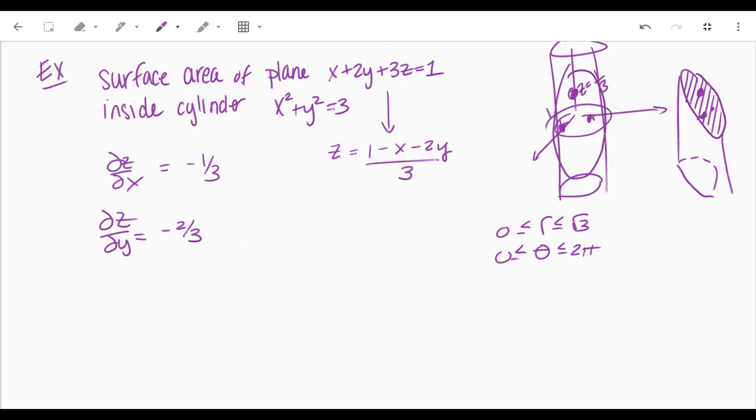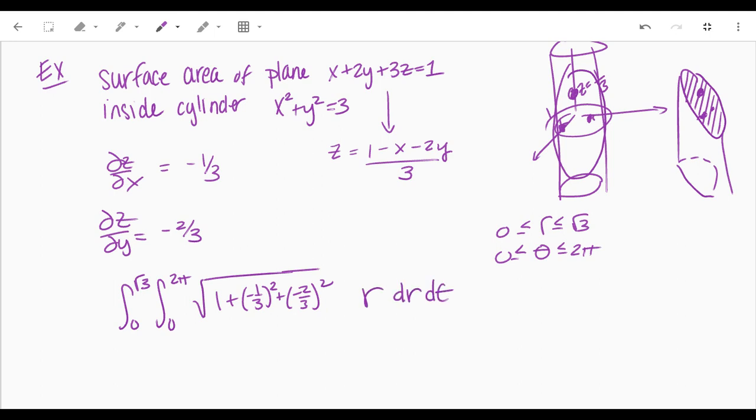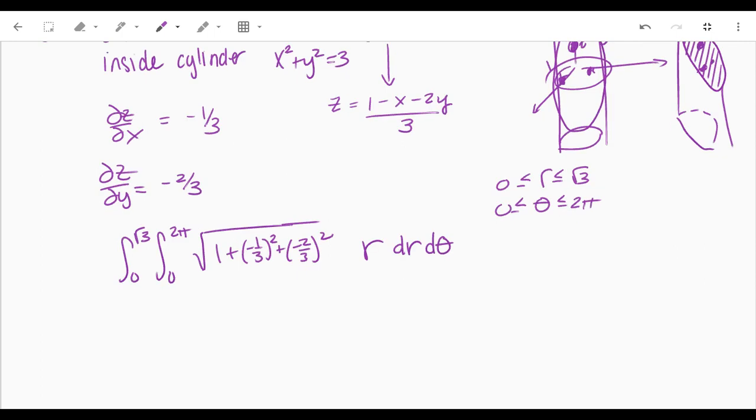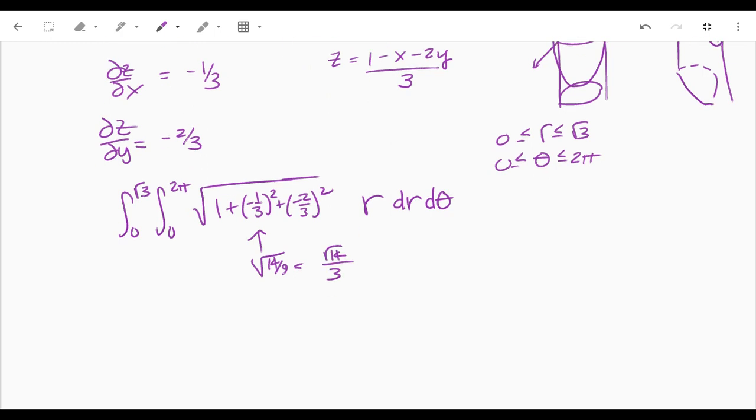So I'd have the integral from 0 to square root of 3, integral from 0 to 2 pi, square root of 1 plus negative 1/3 squared plus negative 2/3 squared. If I am switching to polar, I need that r dr d theta. Underneath that radical, I already figured it out ahead of time, it's the square root of 14 over 9, which would be square root of 14 all over 3. So I could integrate that.